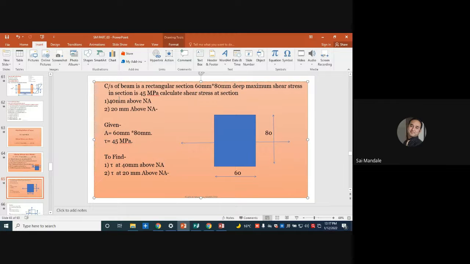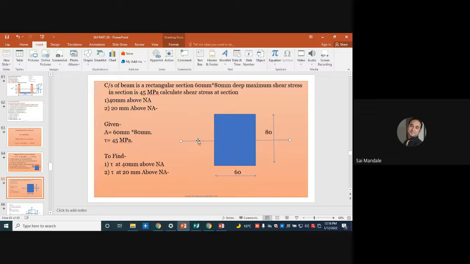So they ask us to identify the shear stress 40 mm above NA. So this is NA, and from here 40 mm above we have to identify the shear stress, and 20 mm above NA. We have to identify the stresses, or shear stresses, at 40 mm and 20 mm above NA.